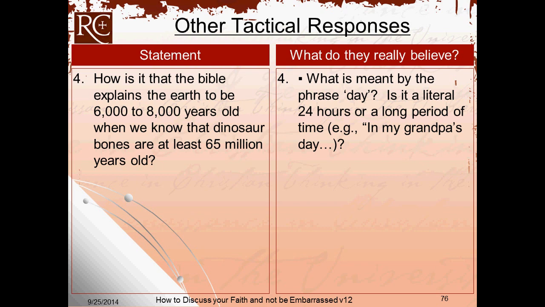We say, in my grandpa's day. In your grandpa's day may be 10 years, 20 years, 100 years. It could be a long period of time. But it's some sort of referred to period. And so this is one way of getting out of that. You may have to find other sources. I believe John Lennox has a book, 7 Days That Changed the World, that I found pretty interesting.